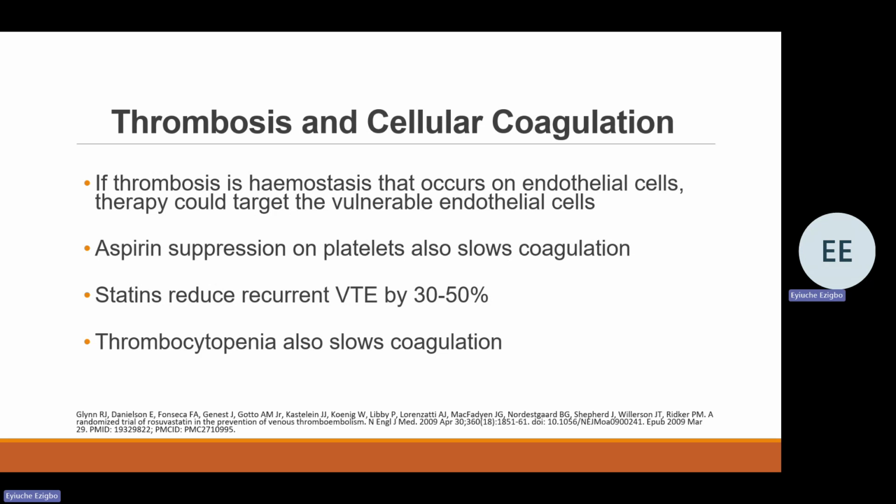This slide tries to show us how the thrombosis and cellular coagulation mechanisms have some facts in common. If thrombosis is hemostasis that occurs on endothelial cells, then therapy could target the vulnerable endothelial cells. Aspirin suppression of platelets also slows coagulation. The platelets are not there to participate in coagulation, so the process will be suppressed. Also, certain anti-inflammatory properties can reduce the recurrence of VTE by up to 30 to 50%. Also, thrombocytopenia slows coagulation.